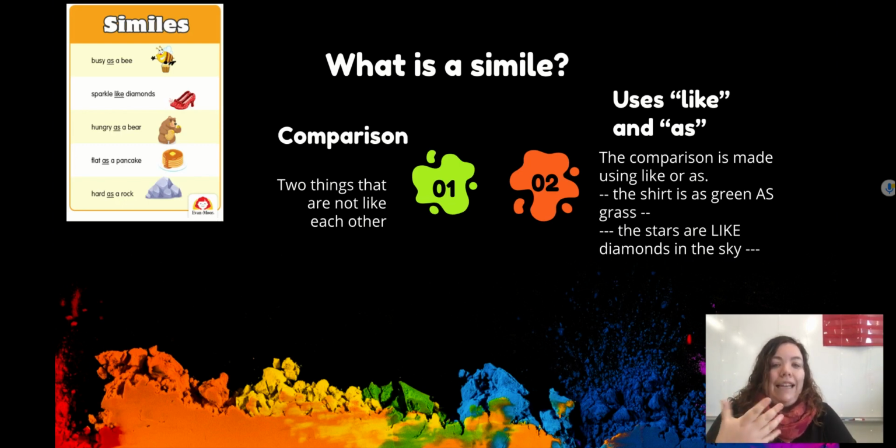Or the stars are like diamonds in the sky. You are comparing the stars and the diamonds, and you are saying they are like each other. The stars are like diamonds in the sky. Here are some other examples. You could say someone is as busy as a bee, or that the shoes, they sparkle like diamonds, or that you are as hungry as a bear, or as flat as a pancake, or as hard as a rock. The important thing is you have those two things you're comparing, and you're using those words like or as. That is a simile, comparing two things using like and as.